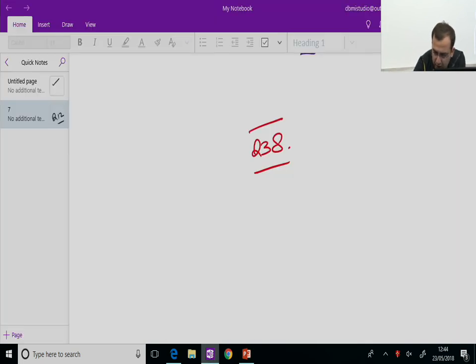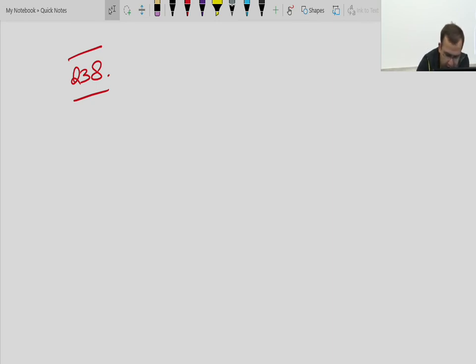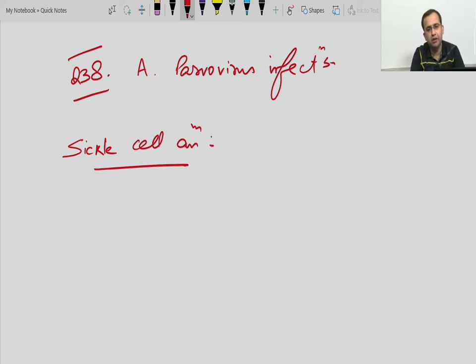So question number 38. The answer is A, that is parvovirus infection. Giant pronormoblasts are seen in parvovirus infections. Associated with which hemolytic anemia? Parvovirus infections are associated with sickle cell anemia. So before we go further, let us have a look at sickle cell anemia in slightly more detail.